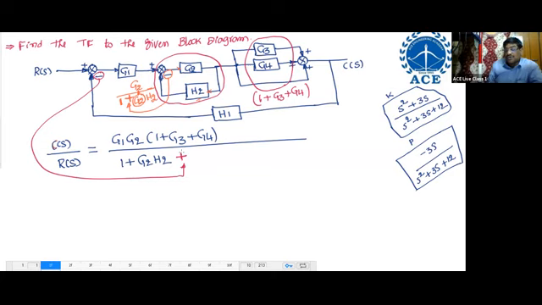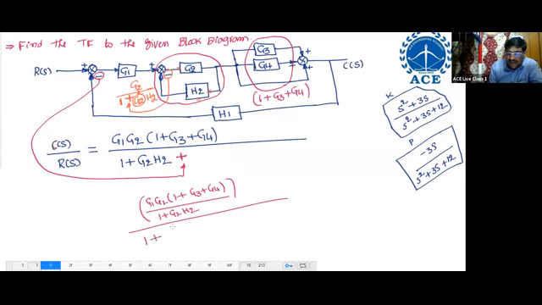Actually, this total you have to consider as G divided by 1 plus this total G into H. How do we usually solve it with the general procedure? G1, G2 into 1 plus G3 plus G4 divided by 1 plus G2 H2 is considered as G. This total G divided by 1 plus this total G into H1 we write, and again we have to simplify this.